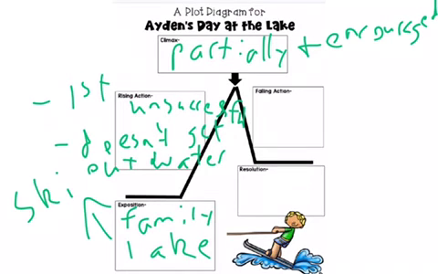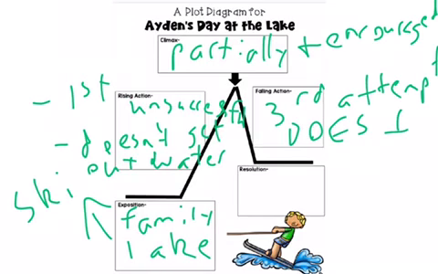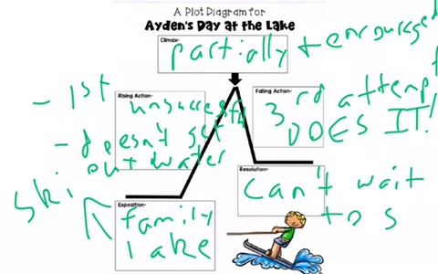But then the falling action is that third attempt that he makes, and he does it. So he was successful. He skis for 2 minutes, he finally accomplished his goal. And then what's the resolution? How does this end? He can't wait to try it again. He wants to ski again. He was glad that he was successful, and he's like, hey, let's do this again sometime. Very good.